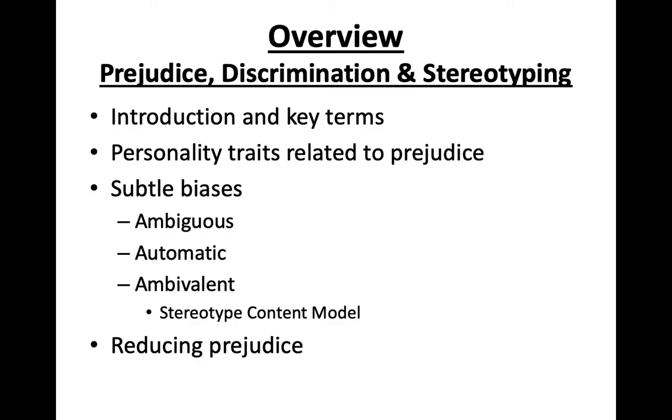So, the overview of this lecture: I'm going to introduce concepts as well as go over key terms. I'm going to review two personality traits that are related to prejudice, including reviewing some research that I've done in the past on the topic. I'll then review subtle biases. Most of the bias beliefs that we have today in modern society are characterized as subtle, and there are three characteristics of subtle biases, which is that they're ambiguous, automatic, and ambivalent. And then I'll talk briefly about some ways to reduce prejudice and discrimination.